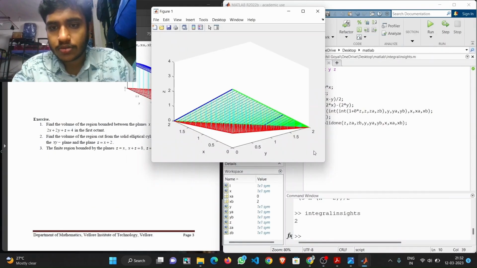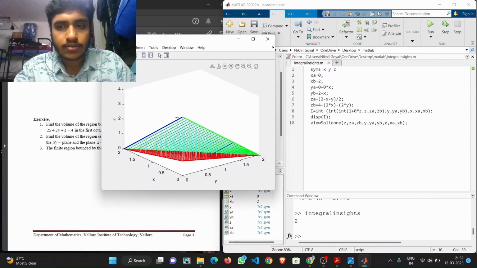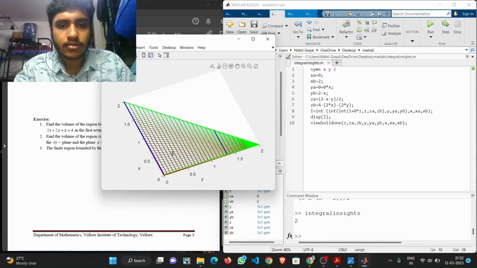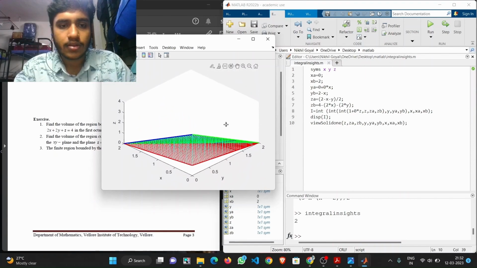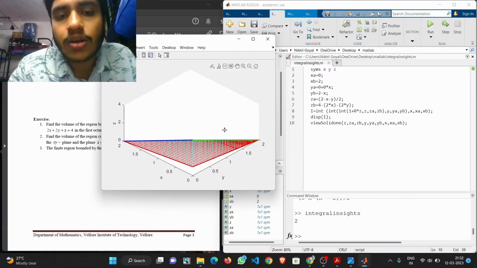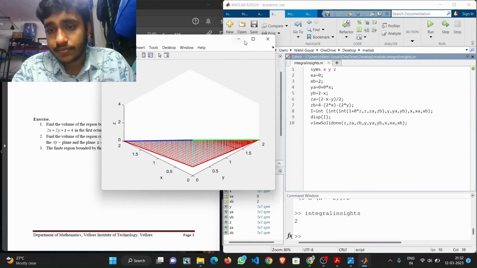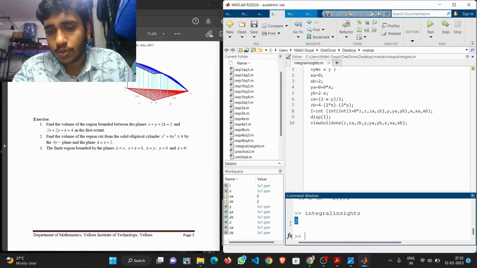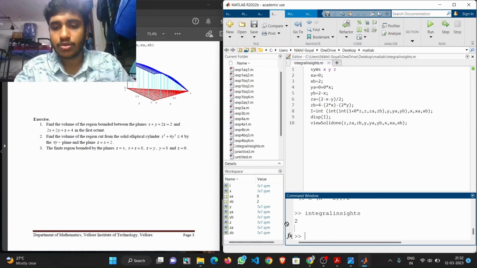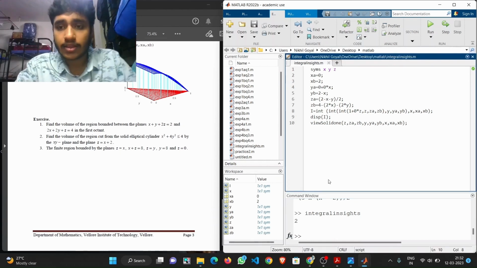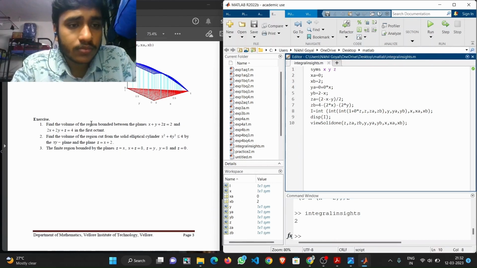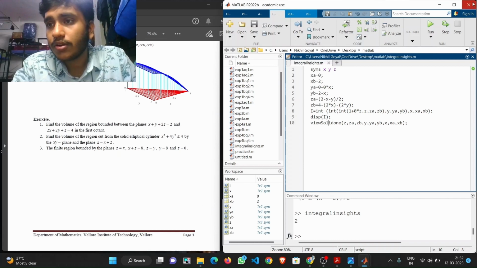Yeah. So see, we got the curve as this. We got the solid as this, and it's in the first octant only. And now we got the integral result as 2. Okay. So like that only we need to do this. That's all for today. Thank you.